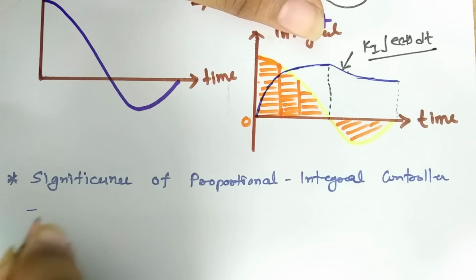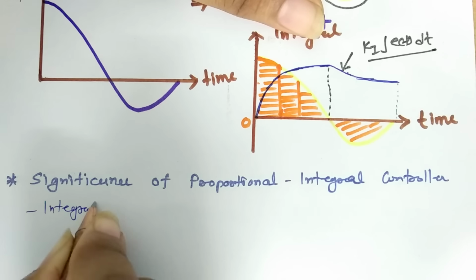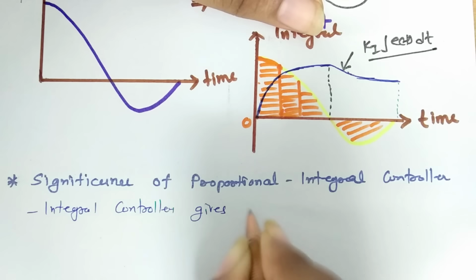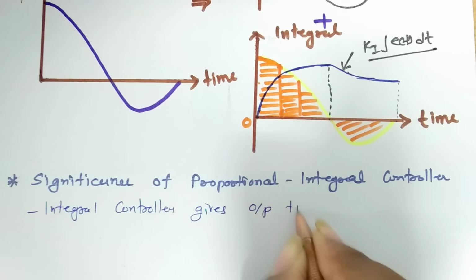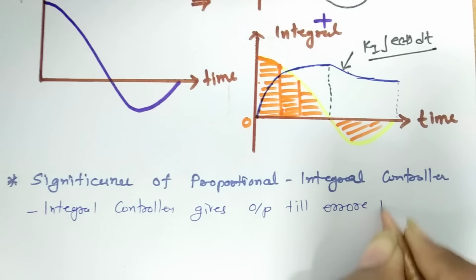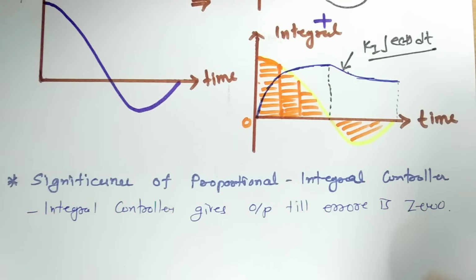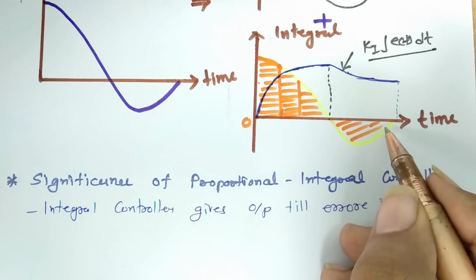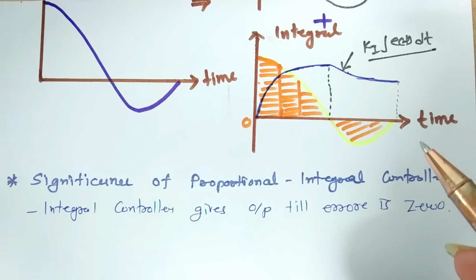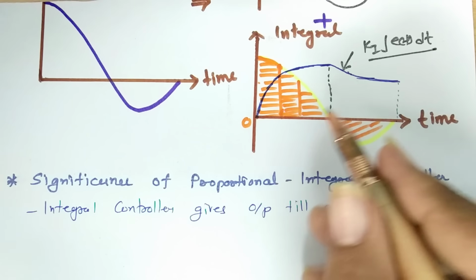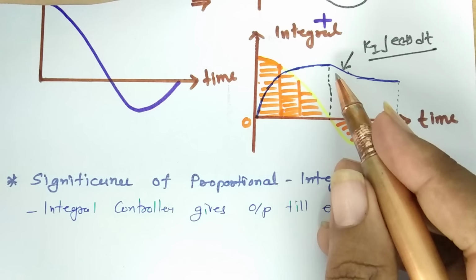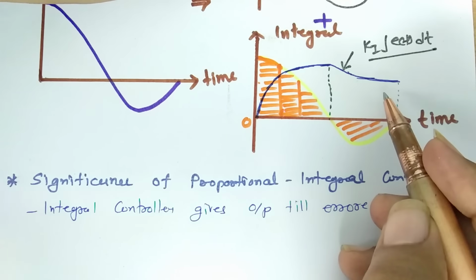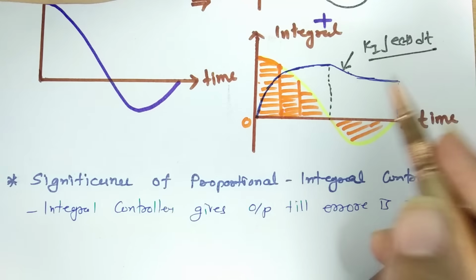So the integral controller gives output till error is 0. So this is what we can see, even till error is not 0, it will give output continuously. If error is positive, output of integral part will increase. If error is negative, output of integral controller part will decrease. So somewhat output will be there till error is 0.